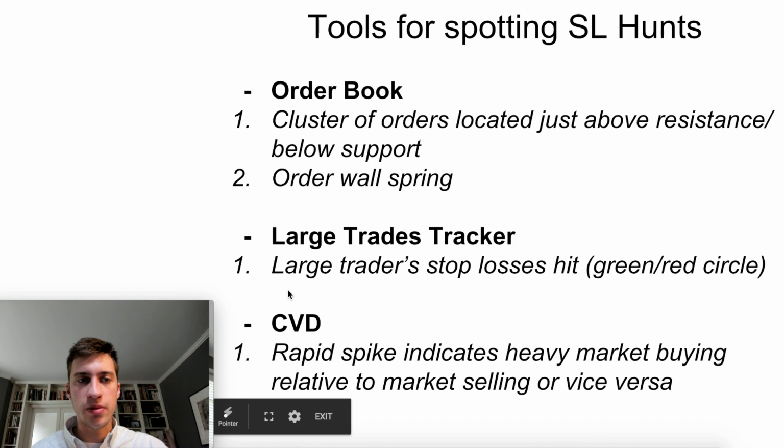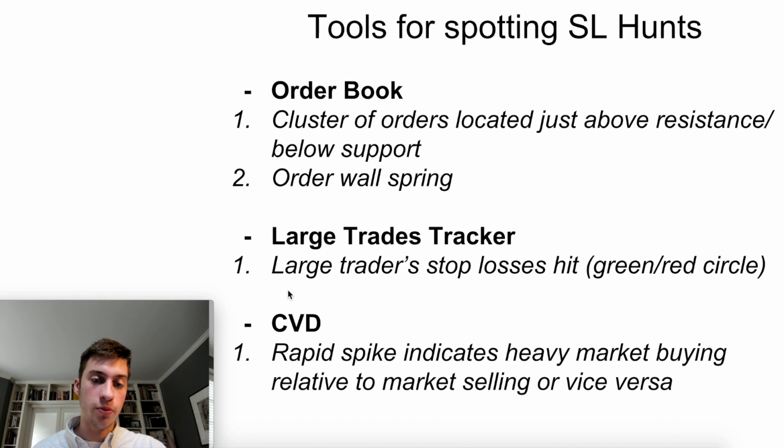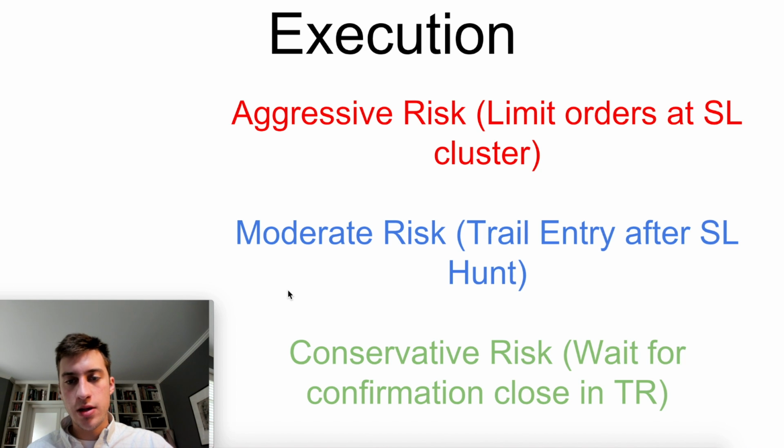And in part 2, we talked about the different types of tools that one could use to spot a stop loss hunt, including the order book and large clusters of limit orders, the large trades tracker, and CVD, the cumulative volume delta. And you can find all these indicators on tensorcharts.com. And finally, with part 3, we talked about how exactly one would trade into these kinds of formations with the amount of risk that a trader would want to take. Very aggressive risk, putting your limit orders at likely stop loss clusters, and more conservative risk, which is waiting for that confirmation to close back in the trading range after a stop loss hunt has completed.